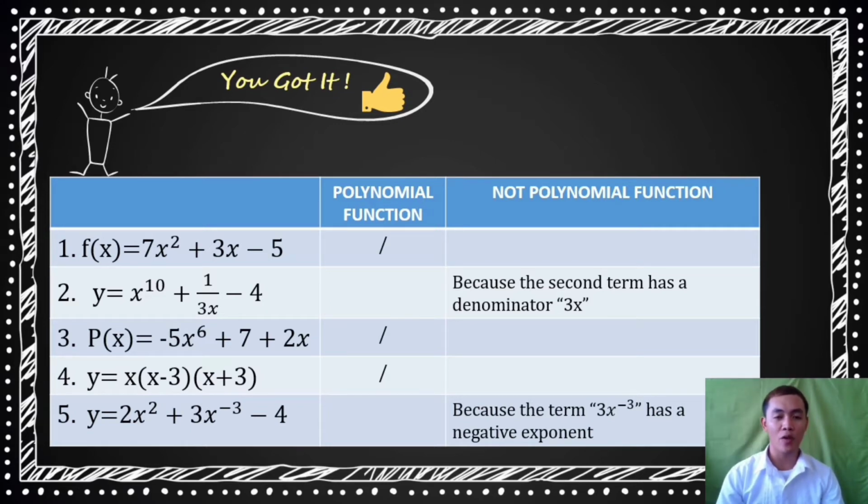Number 3, of course it is a polynomial function. How about number 4? Yes, it is a polynomial function. And number 5, it is not a polynomial function. Why? Is it because the term 3x raised to negative 3 has a negative exponent? If there is a negative exponent, then it is not considered a polynomial function. I hope you get it right.